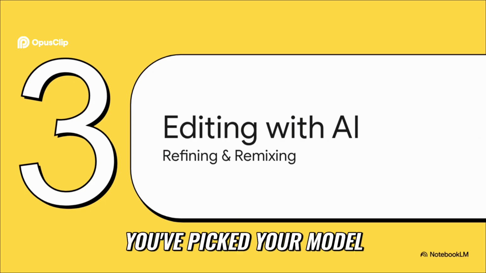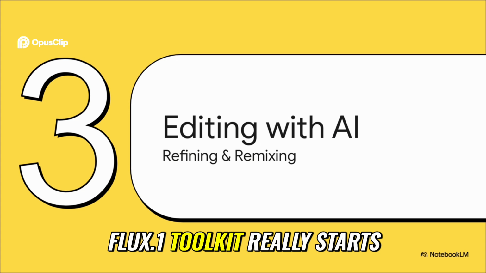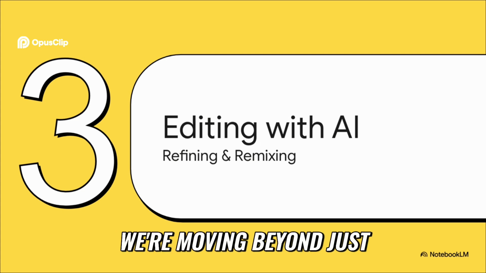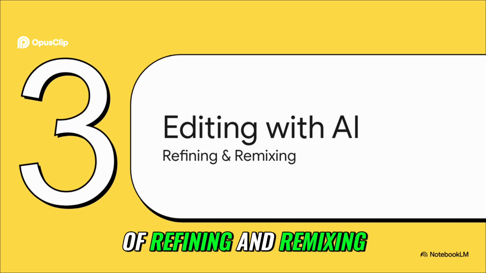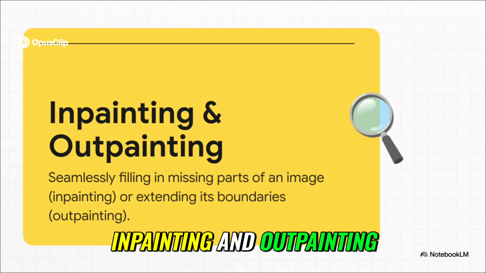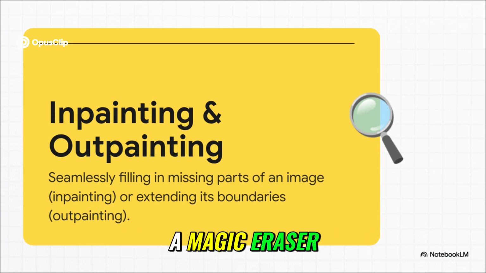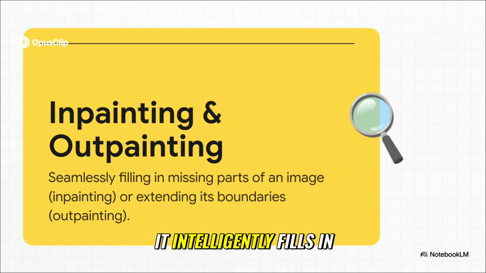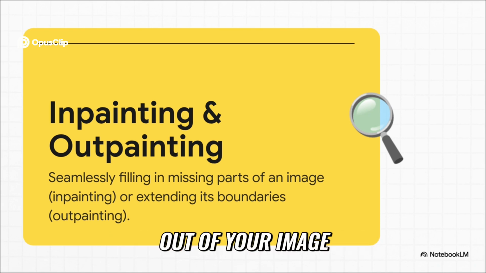Okay, awesome. You've picked your model, you've written your prompt, and you've got a great starting image. But now what? What if you want to tweak it? This is where the Flux.1 toolkit really starts to show off. We're moving beyond just creating from scratch and getting into the world of refining and remixing. Let's talk about two super powerful editing ideas, in-painting and out-painting. Think of in-painting like a magic eraser, but instead of just leaving a blank spot, it intelligently fills in what should have been there, so you can just zap a distracting object out of your image.